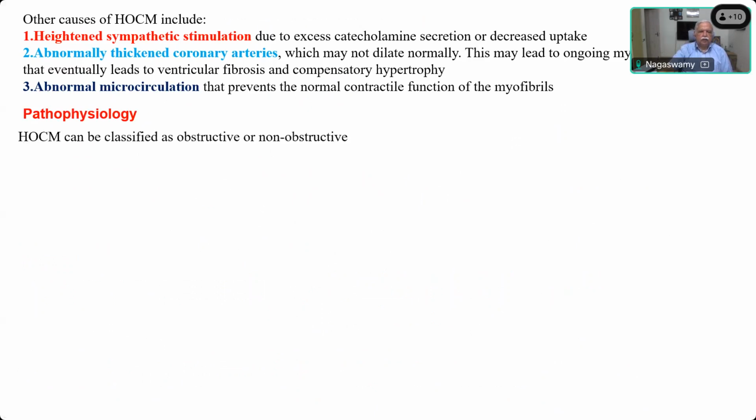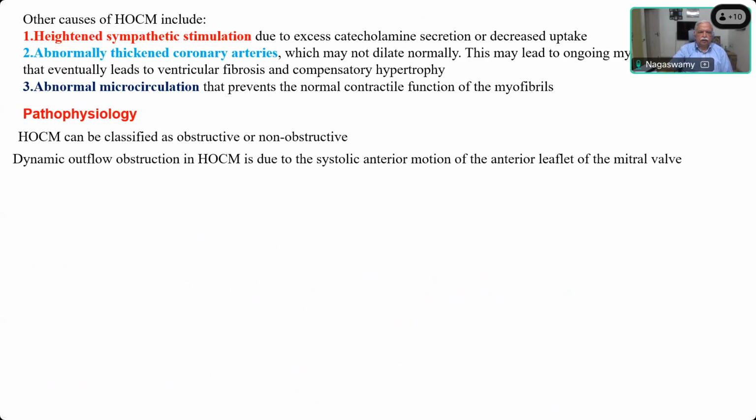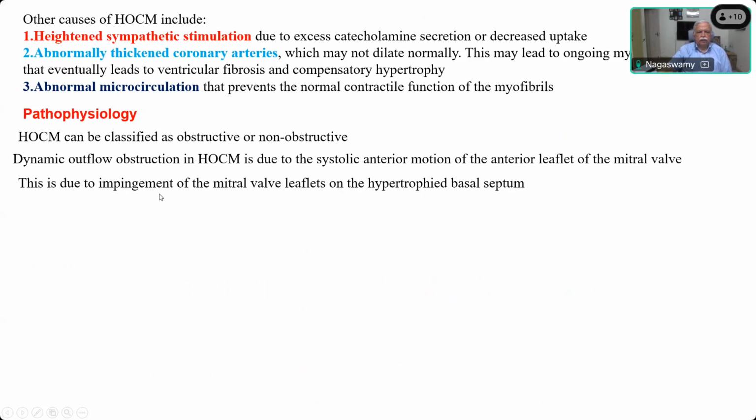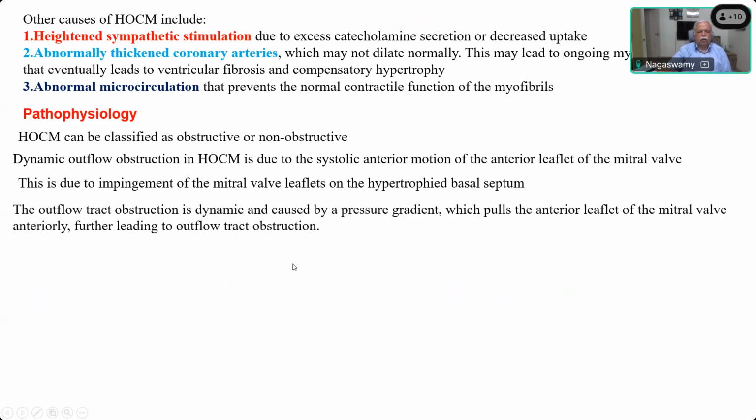The pathophysiology is classified as obstructive and non-obstructive. Obstructive is the most dangerous type. Dynamic outflow obstruction is due to systolic anterior motion of the anterior leaflet of the mitral valve. This happens because of the impingement of the mitral valve leaflet on the septum. So it almost occludes the outflow through the aortic valve. The outflow tract becomes dynamically obstructed, causing a pressure gradient. The degree of obstruction depends on the contractility and the loading conditions.